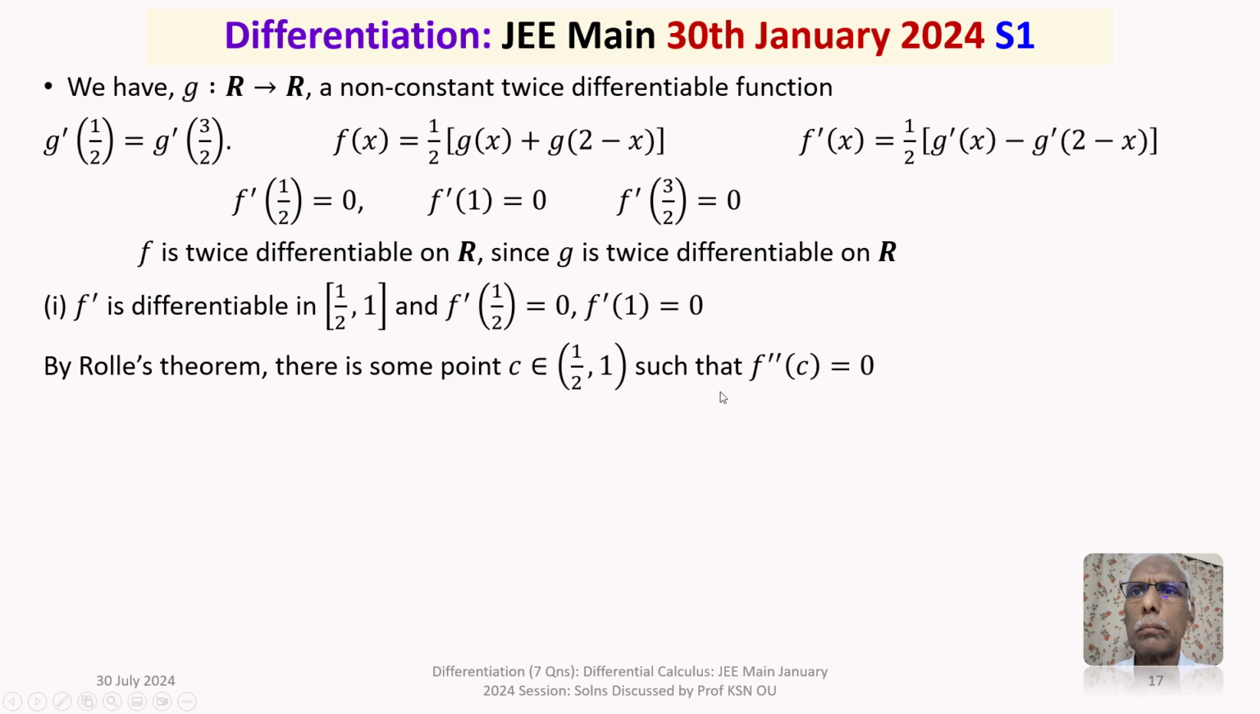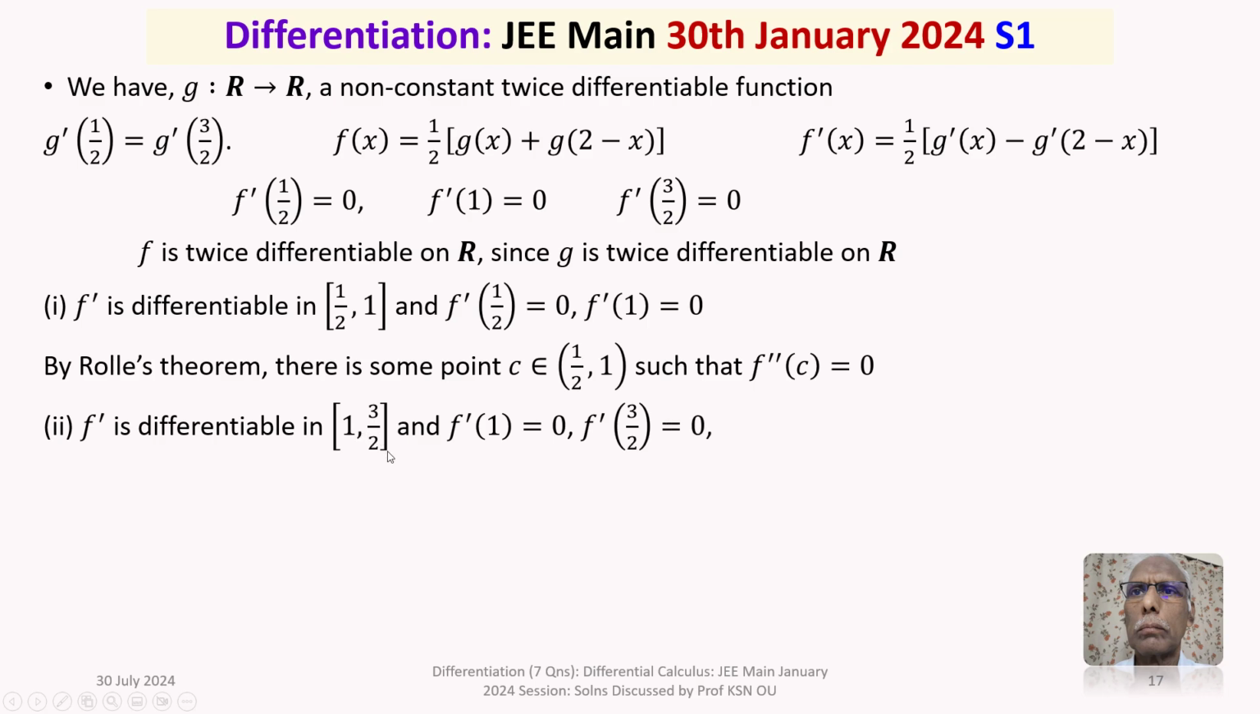Right. Let's now once again look at the interval 1 to 3/2. Second, f prime is differentiable in the closed and bounded interval 1 comma 3/2, and f prime 1 is equal to f prime 3/2. They are equal. And again apply Rolle's theorem.